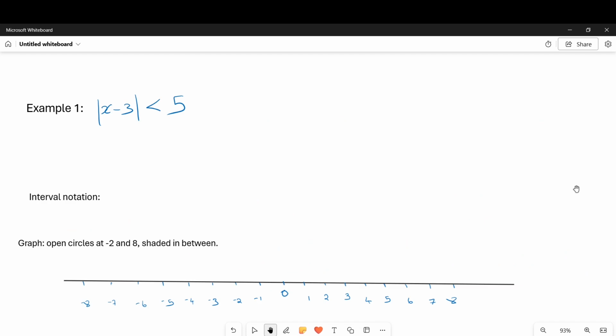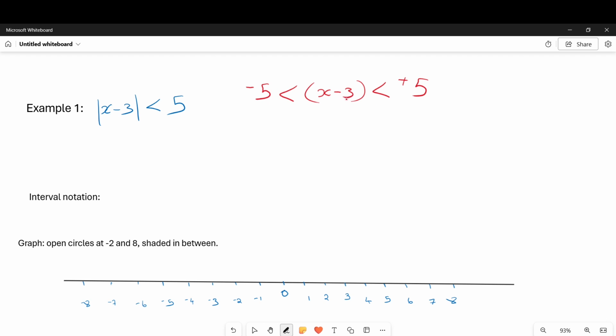Example 1 is the absolute value of x minus 3 less than 5. In this case, the sign is less than. So as per our previous rule, we can directly write this equation like this: x minus 3 lies between minus 5 and positive 5. As per the previous rule, we can jump into this equation and then solve for x. So how do we solve for x?